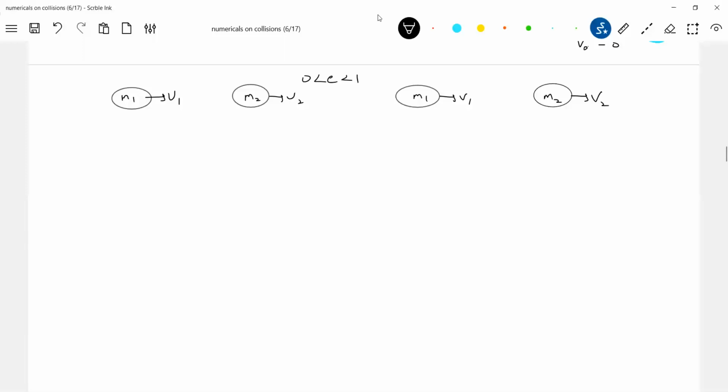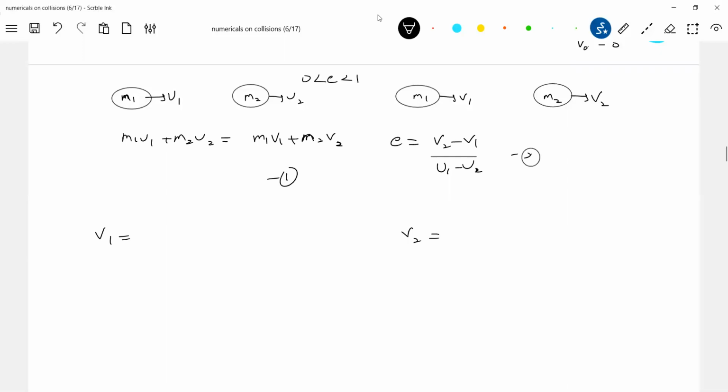Now what are the equations that we have? We have equations like this, no? M1U1 plus M2U2 equal to M1V1 plus M2V2. This is the thing. Then the coefficient of restitution formula: V2 minus V1 by U1 minus U2. What are the unknown things? V1, V2. Solving 1 and 2, we will get expressions for V1 and V2.